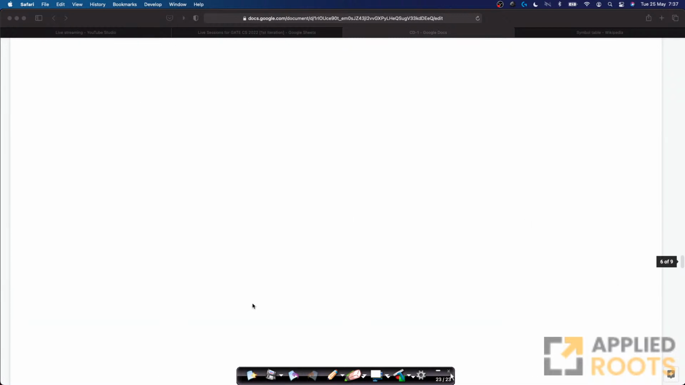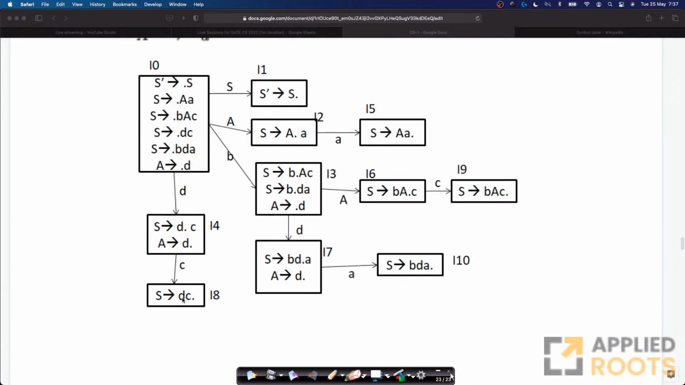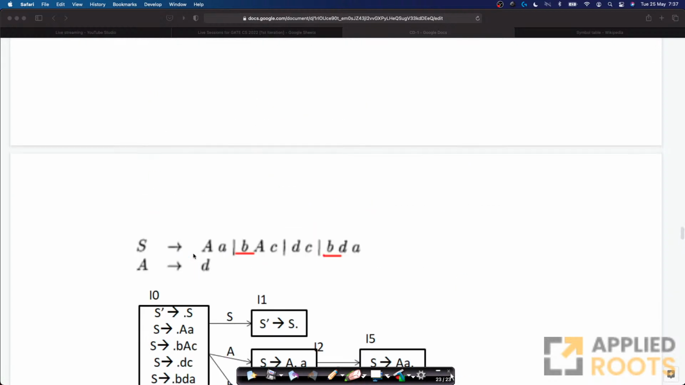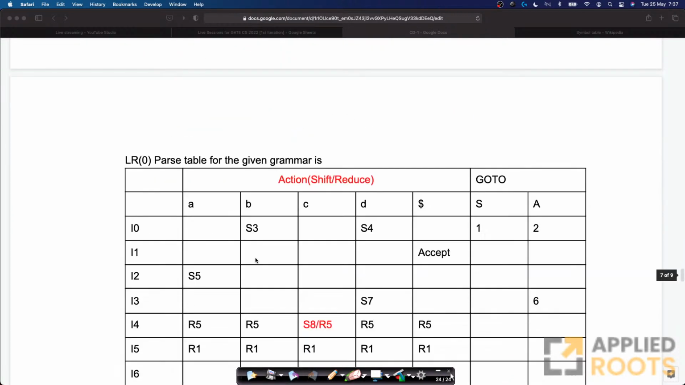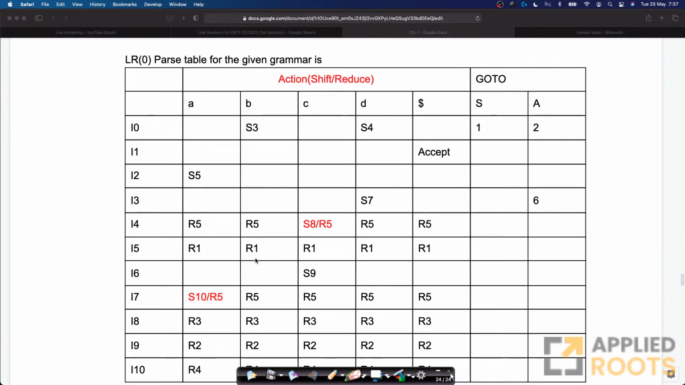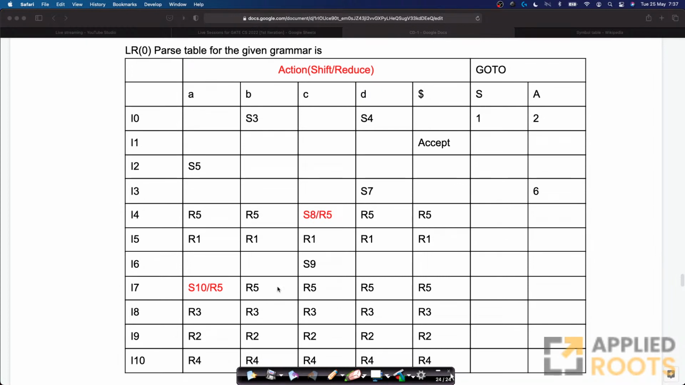So what is the reduction rule here? The reduction rule here is A generates D dot. If you start giving numbers, S generates AA is 1, S generates BAC is 2, S generates DC is 3, S generates BDA is 4, S generates D is 5. So the fifth production rule, R5. So how do you construct LR0 tables? You place R5. This is something that we explain in lots of detail in the course videos, so I'm just summarizing it in short.